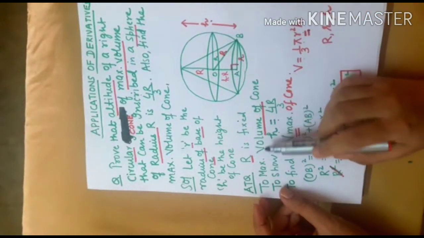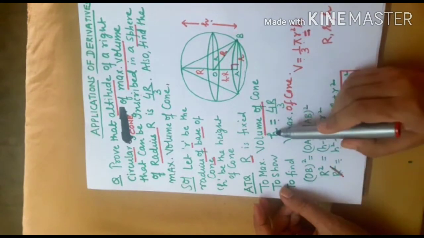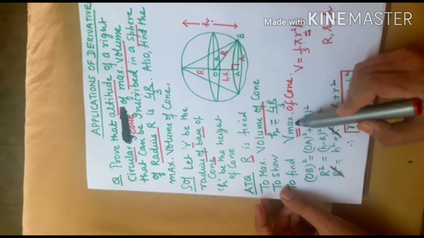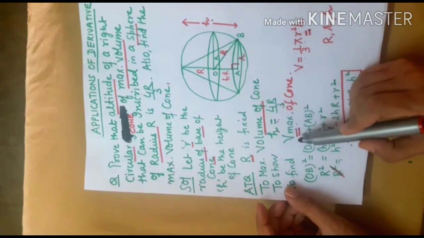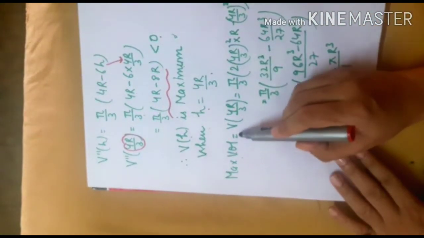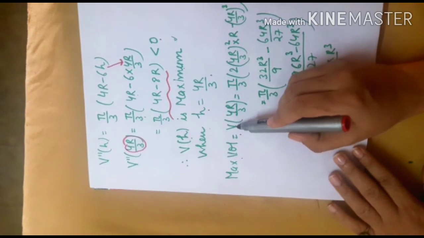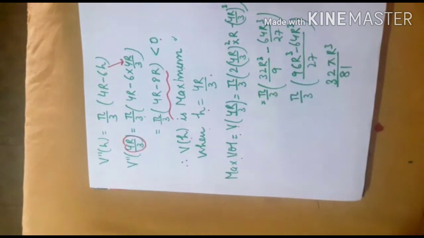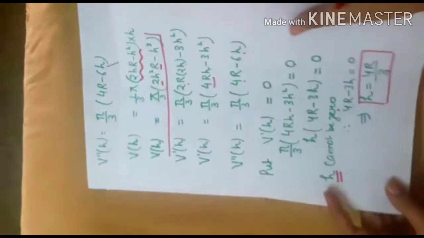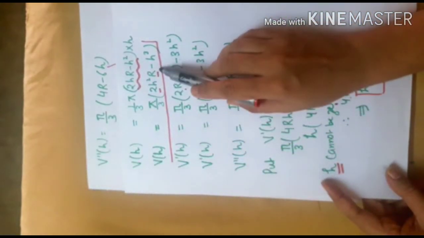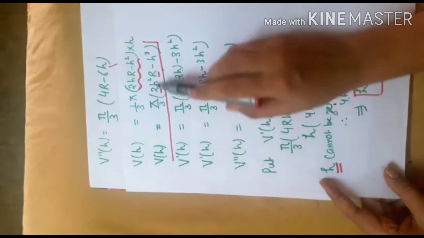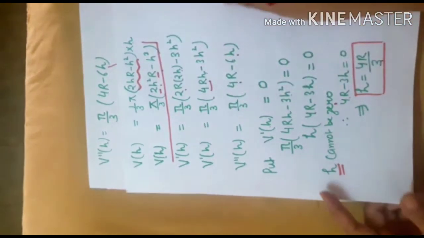So we have shown that when the volume of the cone is maximum, the height is equal to 4r by 3. Now we are to find the maximum volume of the cone. The maximum volume of the cone will be given by V(4r by 3). This was the expression for V(h). I want to compute V(4r by 3), so replace h with 4r by 3.